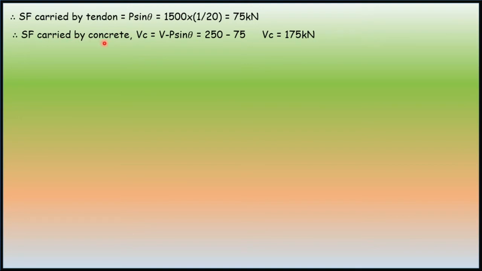Therefore, shear force carried by the tendon is P sine theta, 1500 into 1 by 20, which is 75 kN. Shear force carried by concrete only, Vc, is equal to V minus P sine theta, which comes out to be 175 kilonewtons. Tau v equals Vc A Y bar by Ib.